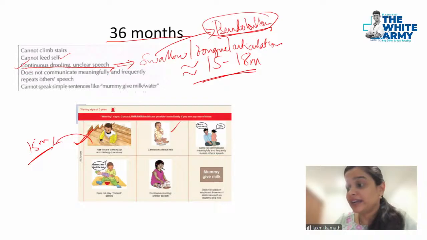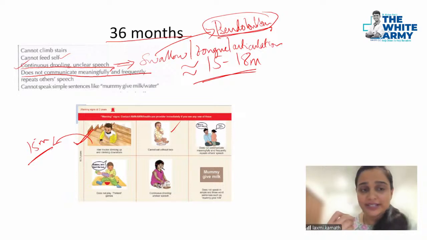Okay. And if he is not able to communicate meaningfully and frequently repeats other speech, that means the child's articulation is still not developed. He just does repeating, which is also called echolalia. Whatever you talk, he talks. So he's like a parrot. He just repeats the same words without comprehension, without understanding.